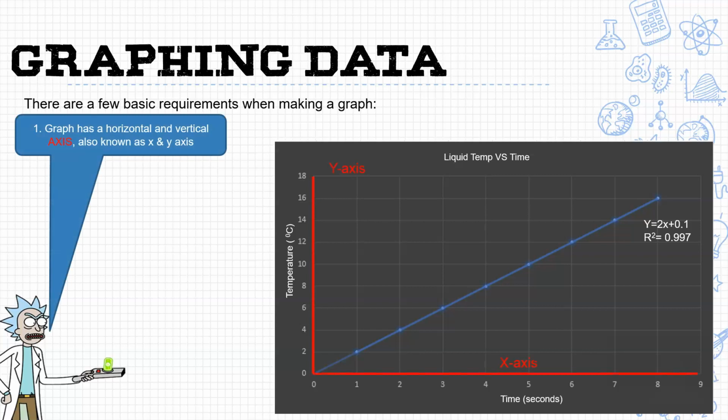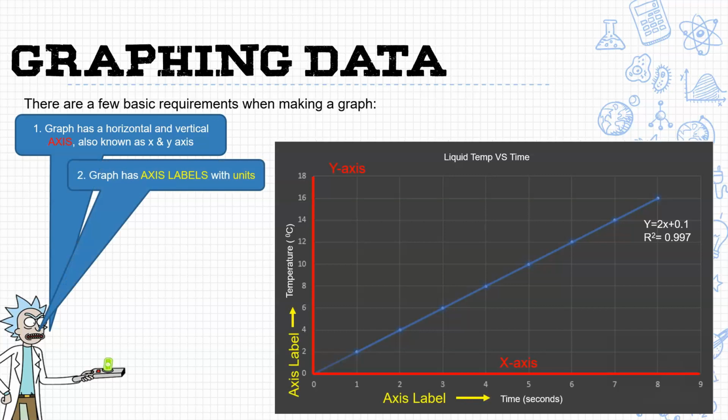Firstly, it needs to have the horizontal and vertical axis, sometimes called X and Y axis, in the mathematical sense. So they need to be clearly there. Those axes need labels with units. Just like our tables needed headings with units, the graph has to have labels and units. So we can see here, we've got temperature in degrees C, we've got time in seconds. So we need those units in the axis labels.